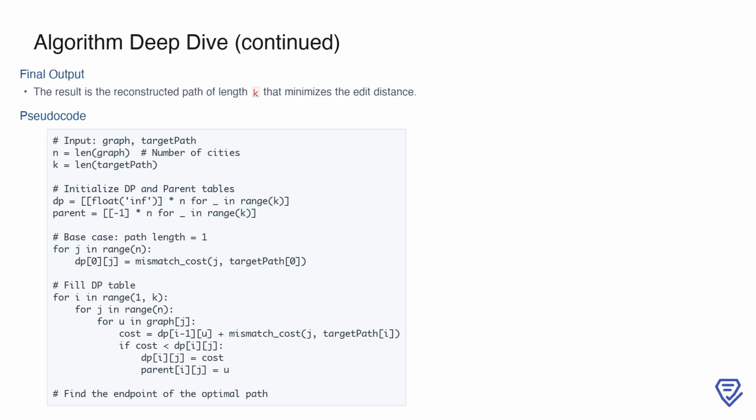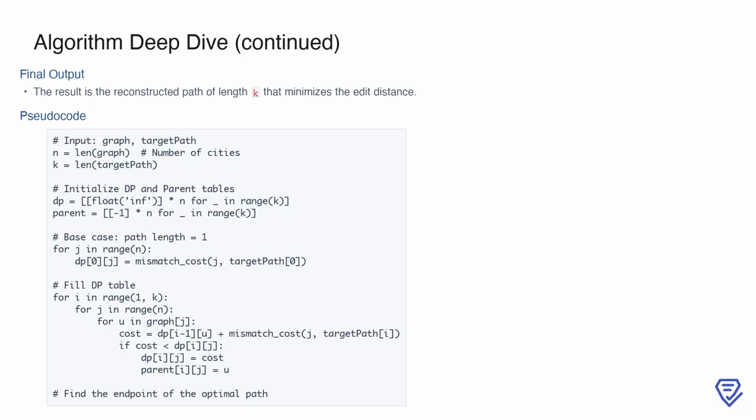The base case fills in the initial costs for starting the path at each city. Then, for each path length i from 1 to k-1, we iterate over all cities and calculate the minimum cost for transitioning from their neighbors. If the cost improves the current state, we update both the DP and parent tables accordingly. Finally, we identify the endpoint of the optimal path by finding the city with the minimum cost at dp[k-1].